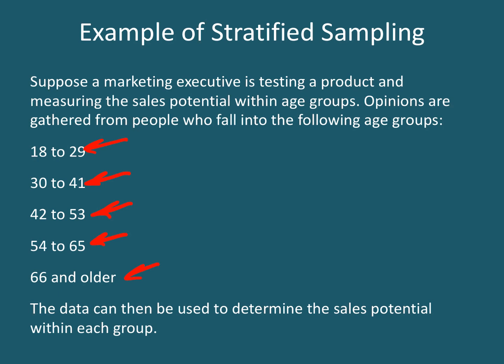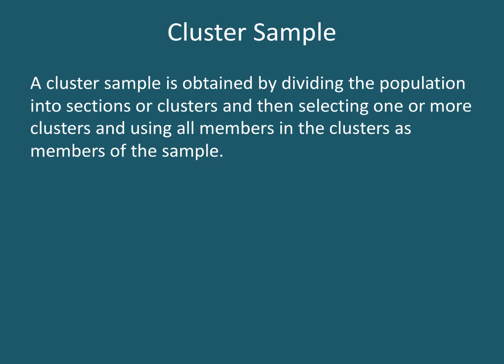And then once they break up these folks into these subgroups, the data can then be used to determine the sales potential within each group. And what they'll probably do there, especially if each of these subgroups are big, is they can go ahead and perhaps do another random sample or a systematic sample within each subgroup.